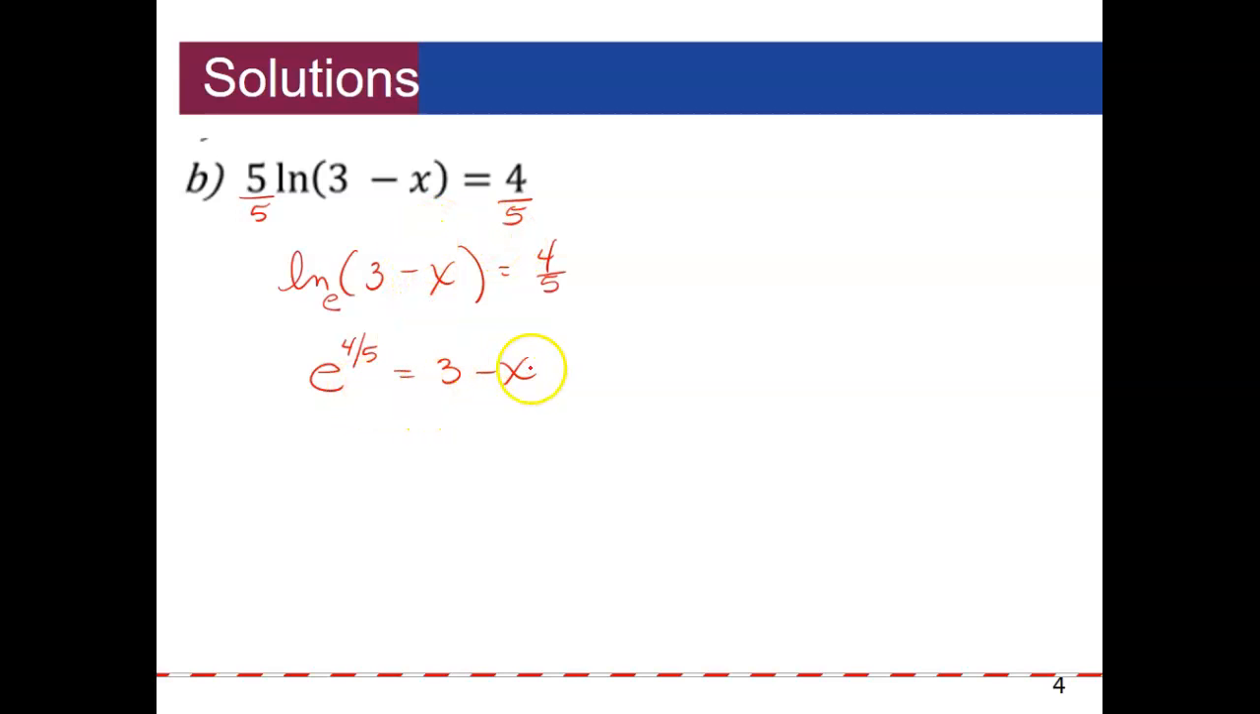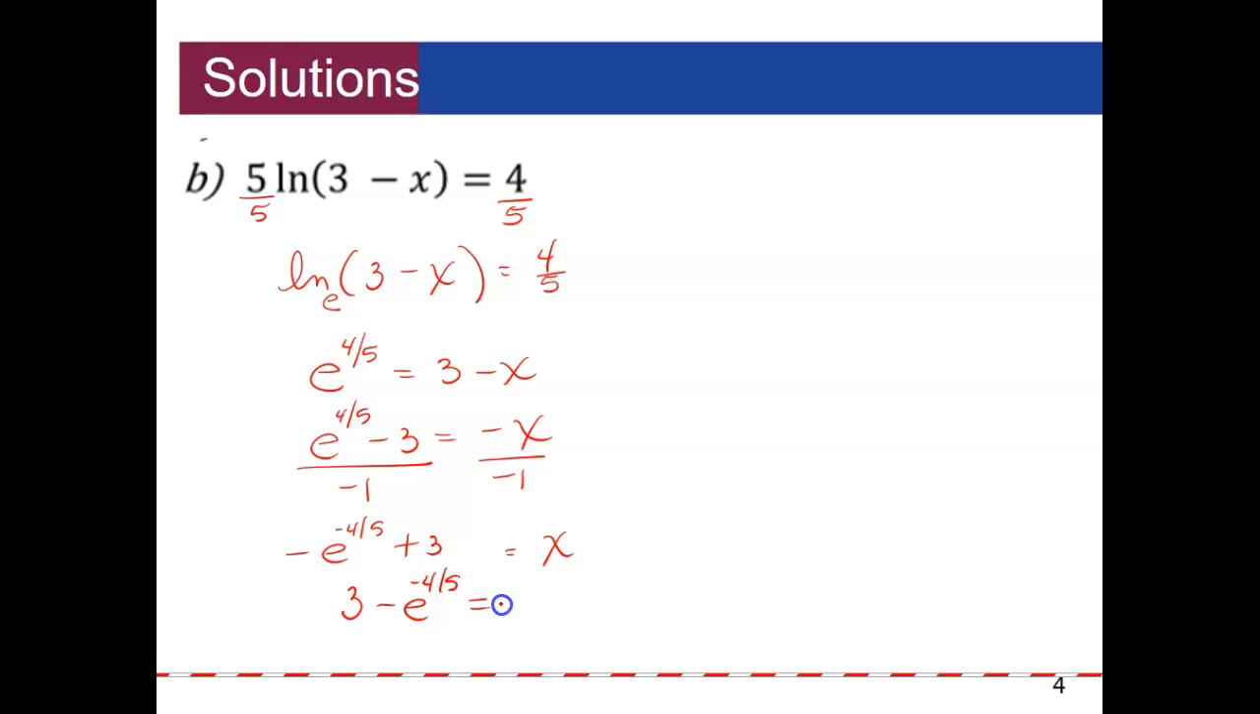Okay, x is the variable we're solving for, so we want to move the 3. And then we'll divide by -1. So x is going to be negative e to the negative 4/5 plus 3, because we're just changing the signs. Or if we want to write it like this, then that's acceptable as well.